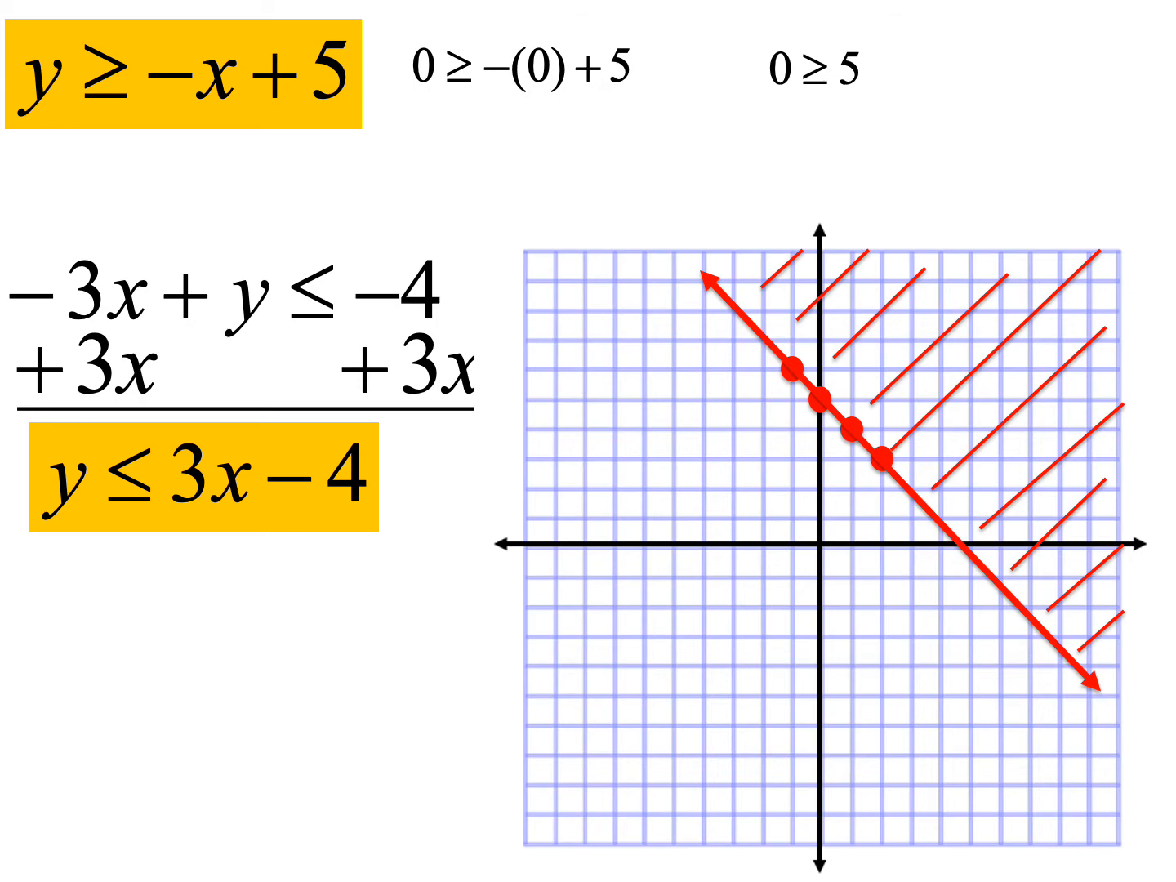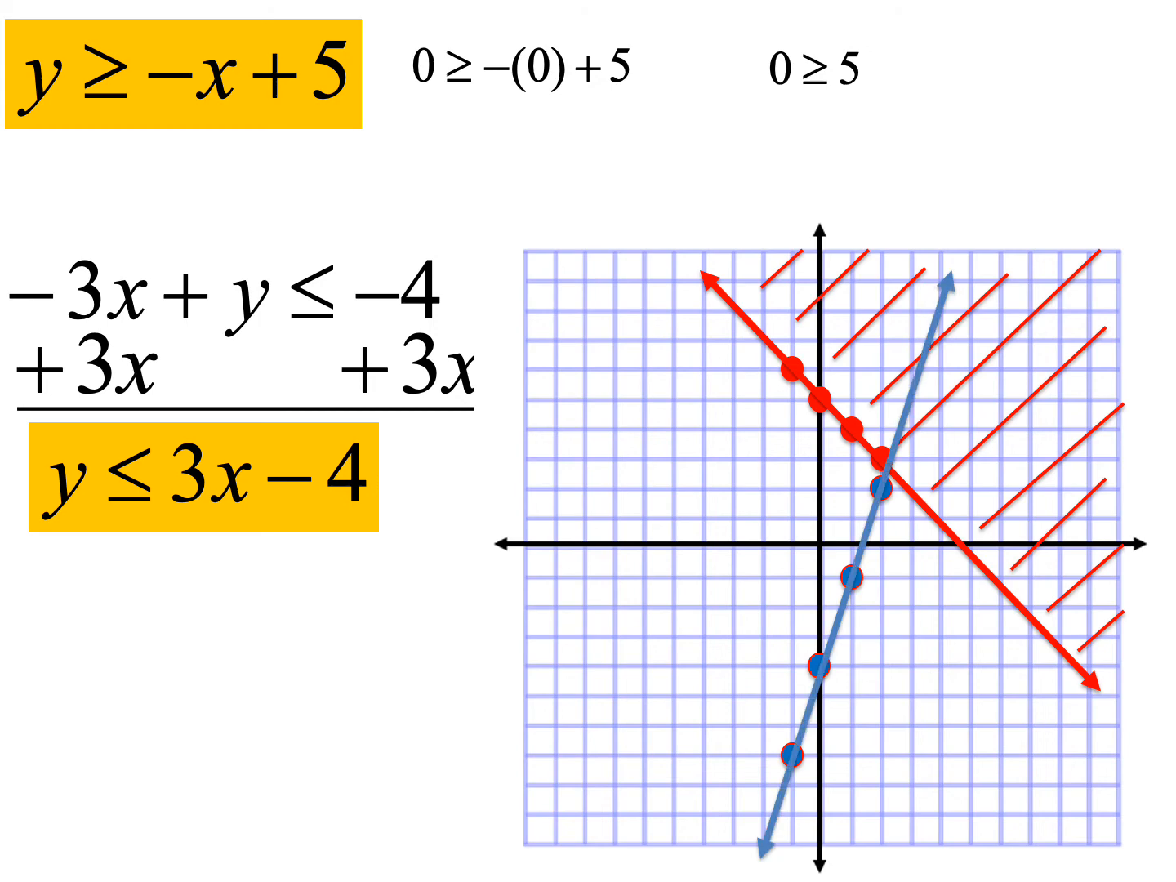Second one, y is less than or equal to 3x minus 4. So a dot on the y-intercept of -4. The slope is 3 over 1, or +3 over +1. So up 3 over 1, up 3 over 1, up 3 over 1 if I continued. Or if we go in the other direction, it would be -3 over -1, or down 3, left 1. Okay? Once again, this one is a solid line.